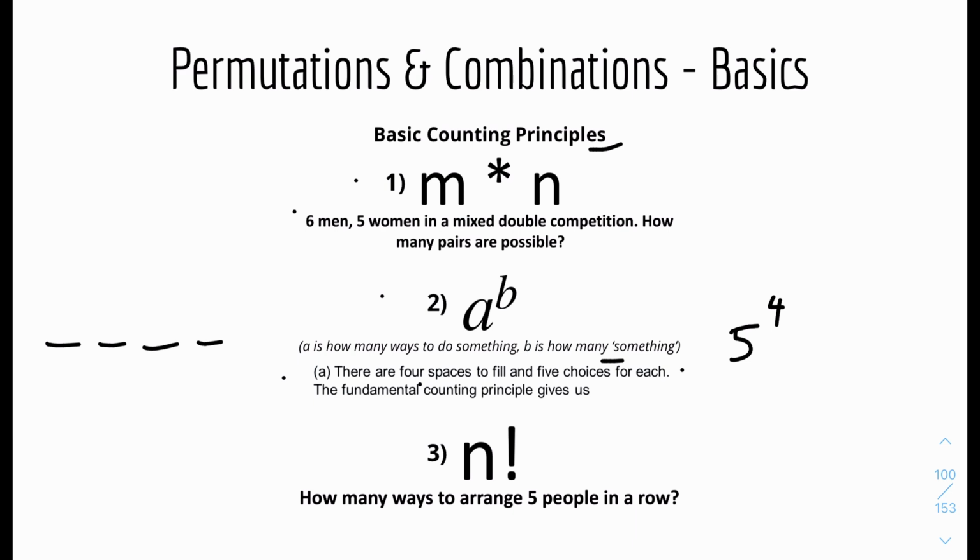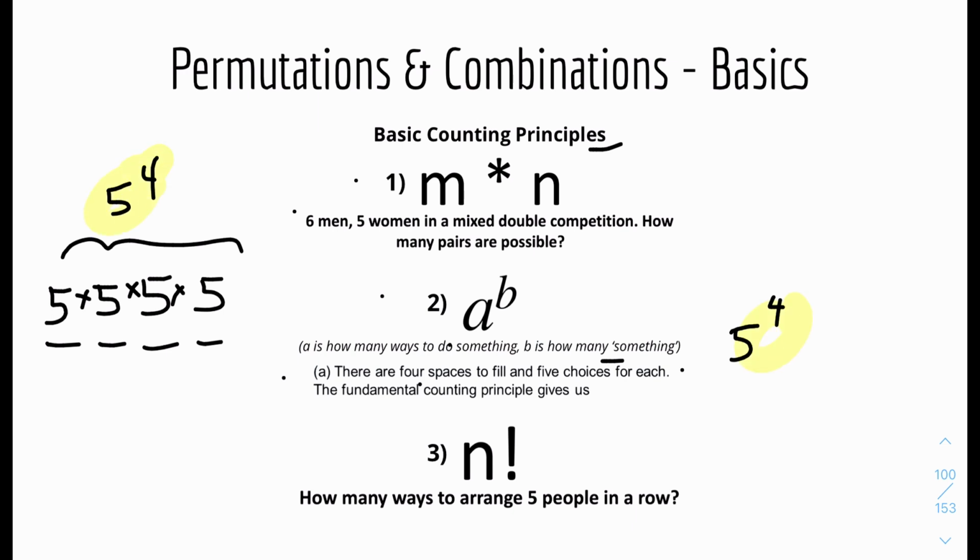So there are 5 ways to fill this, 5 ways to fill this, 5 ways to fill this, and 5 ways to fill this, and you times them all together, which is basically 5 to the power of 4, which is right here, 5 to the power of 4.